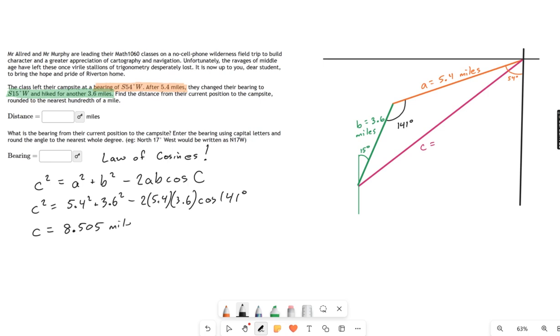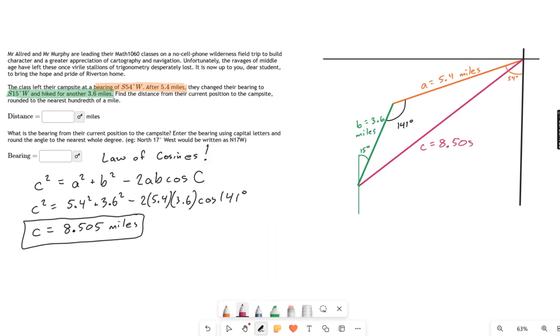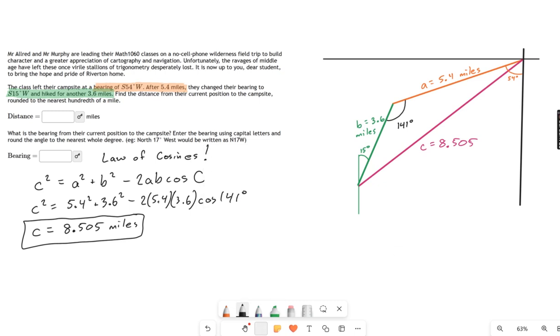that'll give you 8.505 miles. Okay, so that's the distance back to camp. And I'll label that on our diagram over here. That's 8.505. Okay, step one's done. Now we have to find the bearing back to camp, which means we need to know another angle inside the triangle. I'm going to pick this guy right there.